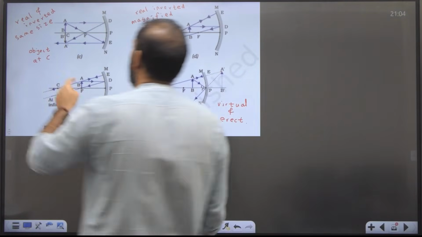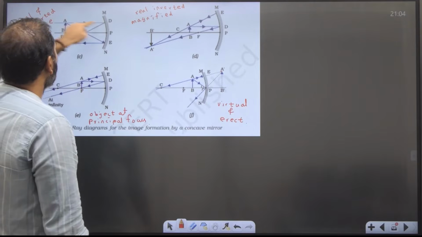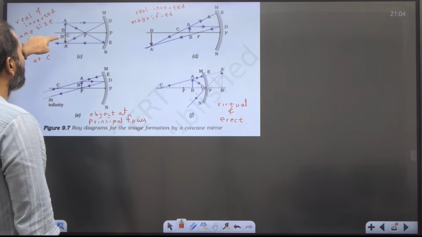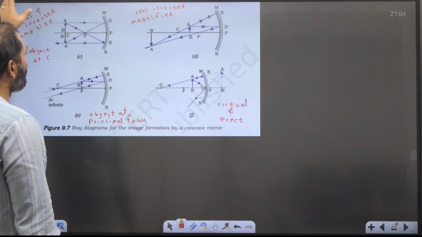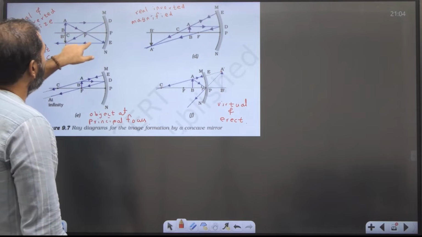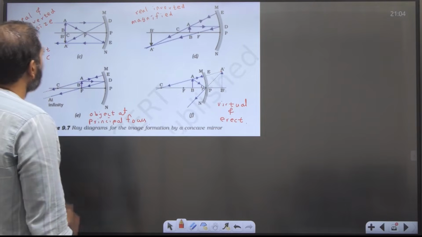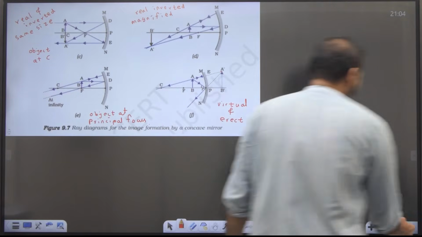Let's see. Object is at C. Image is also at C. Same size that of object. Image size is same size that of the object, and the image is formed at C. Okay, let's see the next case.